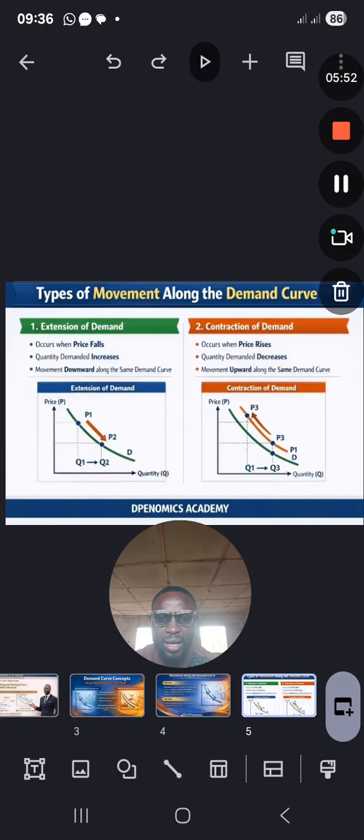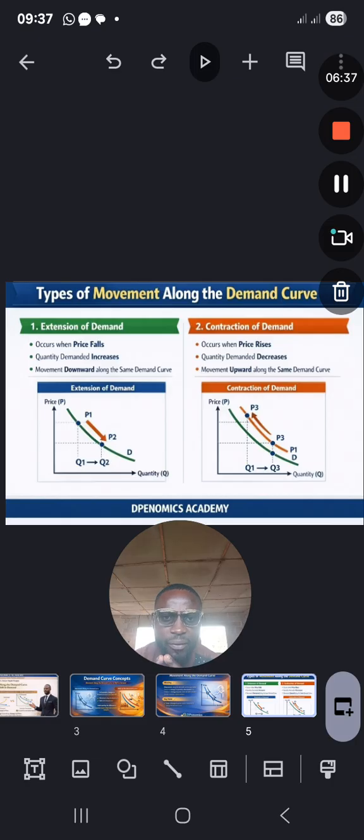And when this happens, it is called an extension of demand. Okay, and when there's an extension of demand, there's a movement from point A to point B in the same demand curve, no other demand curve is created, right? From our slide, you'll see that because of a decrease in price, price moved from P1 to P2, point A to point B, right? And quantity moved from Q1 to Q2, which is an increase in quantity. A decrease in price has caused an increase in quantity demanded.